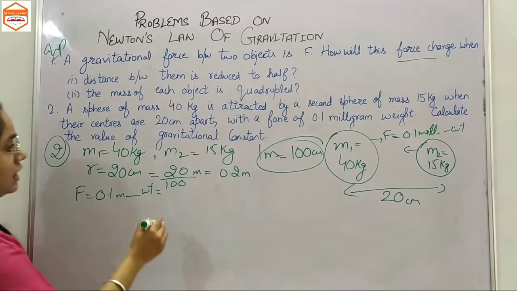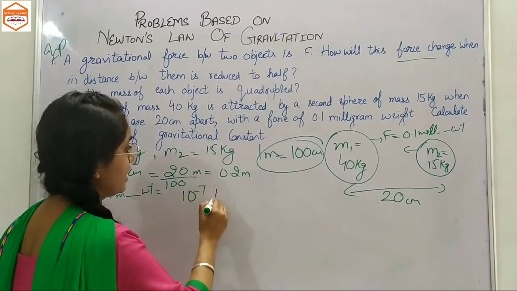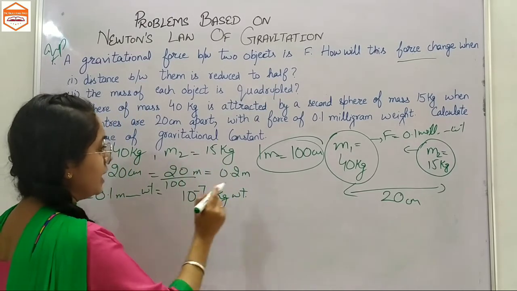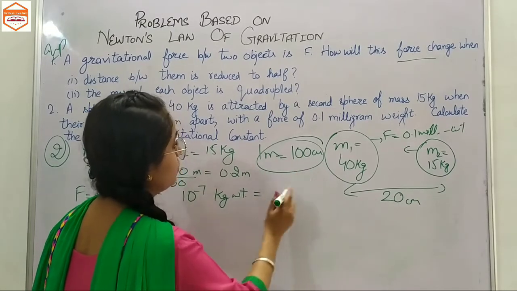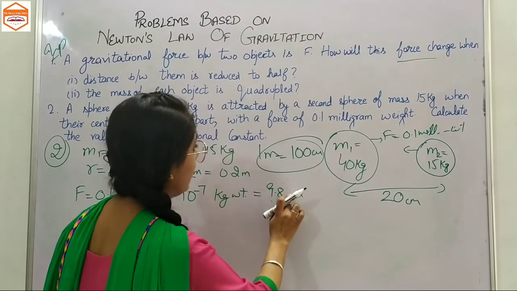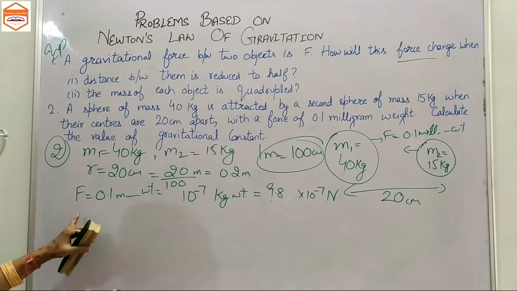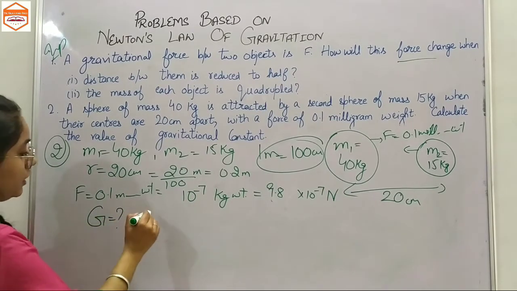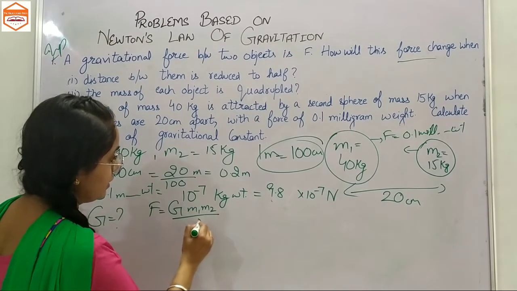We're going to convert it into gram weight, then to the kilogram weight, and the kilogram weight would be 10 to the negative 7 kilogram weight, and 1 kilogram weight equals 9.8 newtons. That means this would be equal to 9.8 times 10 to the power negative 7 newtons. The F would be like this. So we're trying to find G.